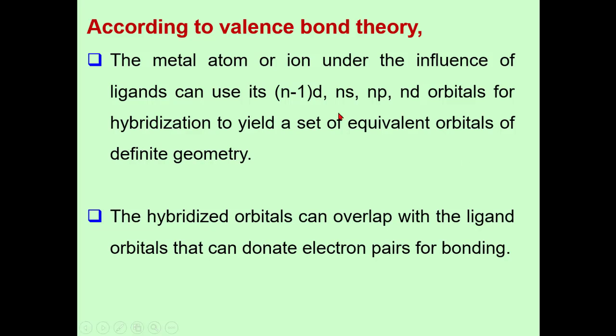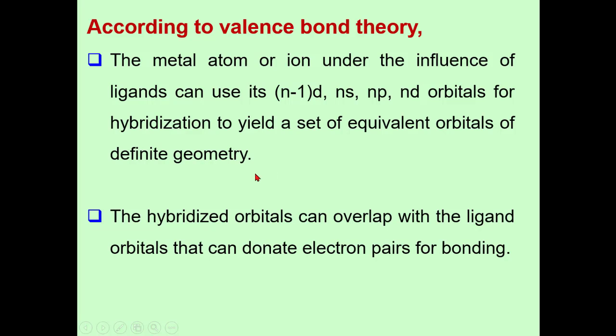So in this case we can use the n-1 d orbital. As you know, in transition metals the d orbital is one less than the principal quantum number value, and the ns orbital and p orbital or nd orbital take part in hybridization. They first mix together and then give us a new set of equivalent orbitals having different energy from the previous ones, and all have the same energy, and then they unite with the help of VSEPR theory, and then they give us a certain geometry.